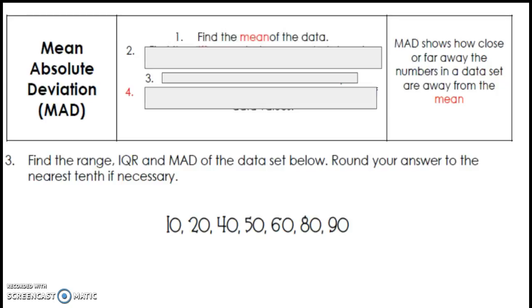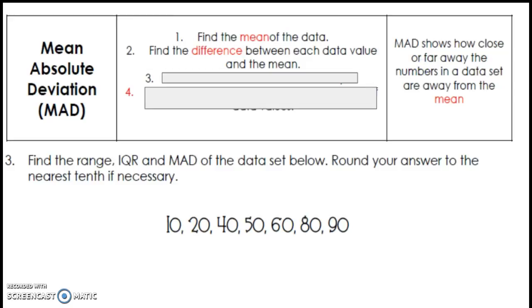Number one, you have to find the mean of the entire data set. Number two, then find the difference between each data value and the mean. Now, I want you to write something else in here. I want you to write the distance. And I'm going to pause the video so I can get my writing tools.